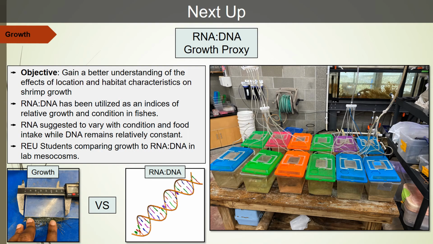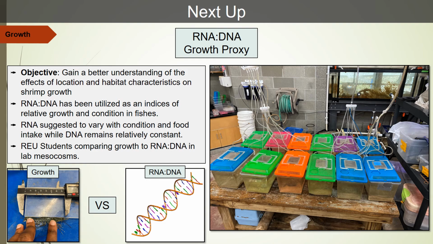The theory here is that RNA concentrations are assumed to vary with growth and condition of individual shrimp, whereas DNA concentrations are relatively constant. Therefore, individuals with greater RNA to DNA ratios are assumed to have greater growth and be better conditioned. While we plan to apply this thinking to shrimp from our different creeks, we are first conducting a lab study to test the theory.